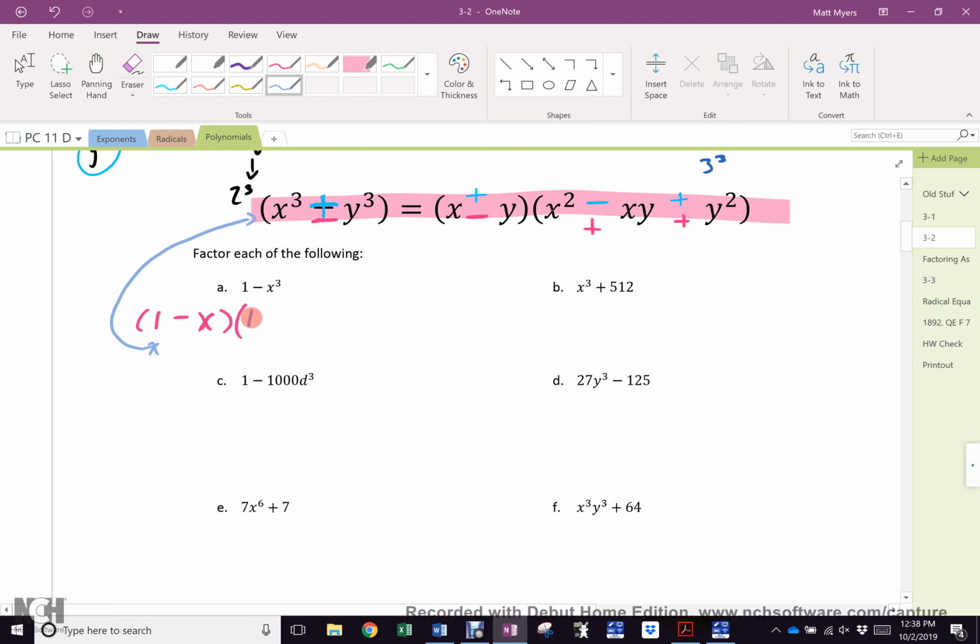Then my next term, since I'm following the pink ones, is a positive. And then I do X times Y. Well, there's an X and Y. So there is an X and Y. Even though that's an X, going by my formula, it's a Y, isn't it? What is X times Y?